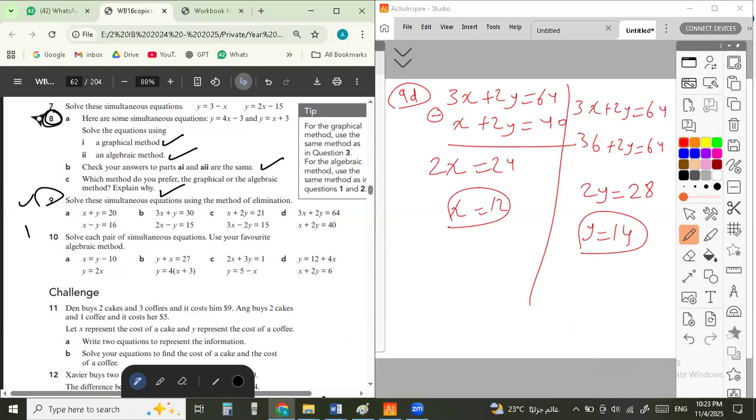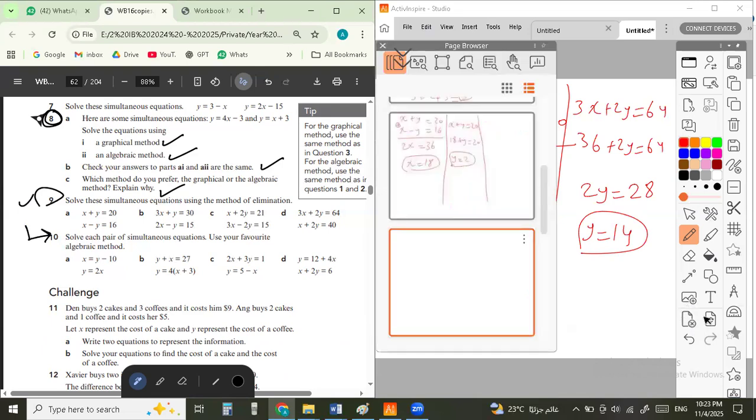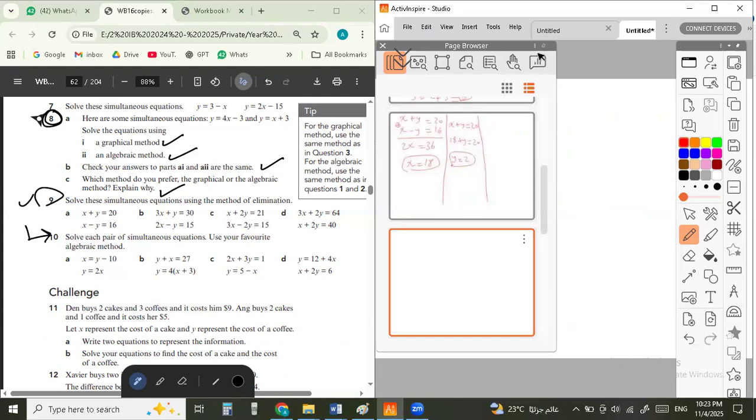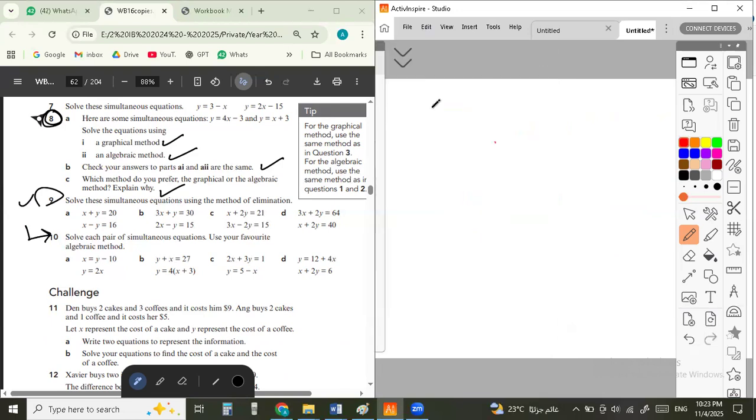Question 10. Solve each of the equations using your favorite method. It is totally up to you. Here, in the first equation, x equals y minus 10 and y equals 2x. I'm going to use the substitution method. They told me that y equals 2x, right? So I'm going to replace y and write 2x. So x equals 2x minus 10.